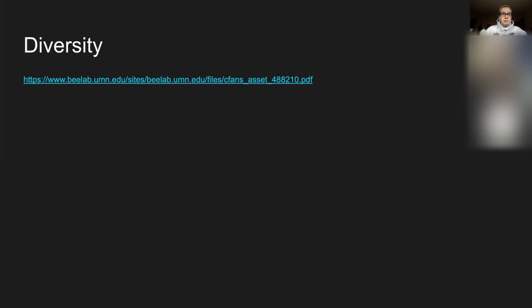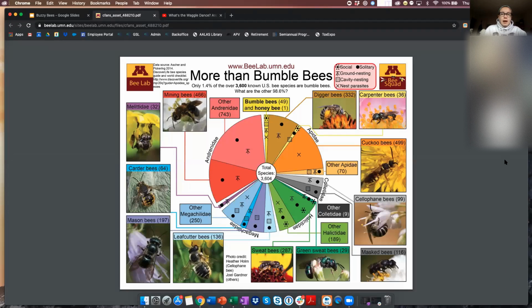And so I want to show you some of the species specifically in the United States. So I really like this poster. Can you guys see my poster? Cool. Okay, so this is from University of Minnesota, which is our next door neighbors in Wisconsin and our rivals, but they did a good job on this poster, so we'll use it anyway. And it says more than a bumblebee. So I really like this because it shows that only 1.4% of the over 3,600 known species of bees in the US are bumblebees. So the rest of them are other kind of interesting bees.